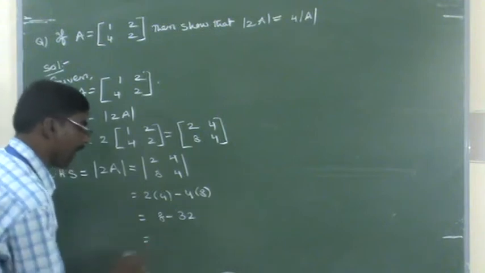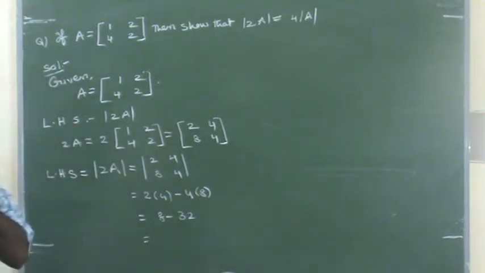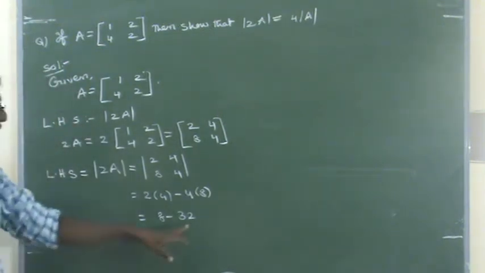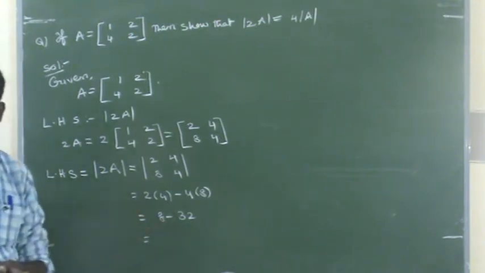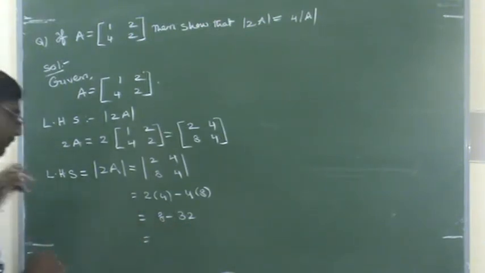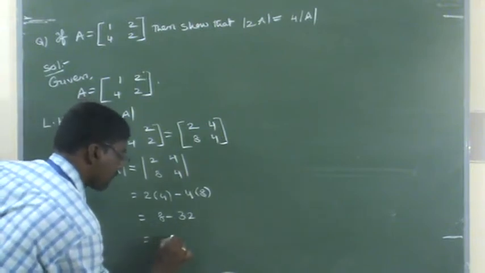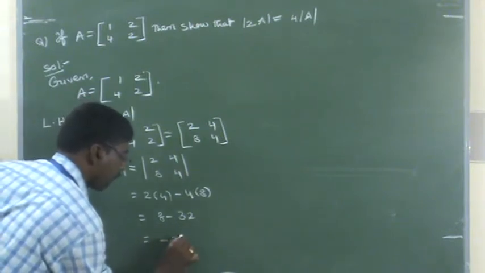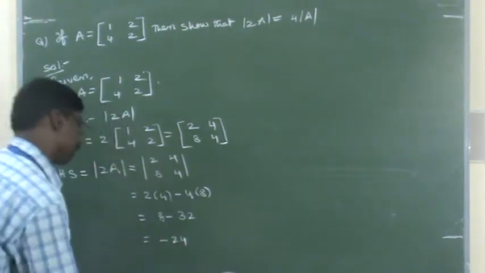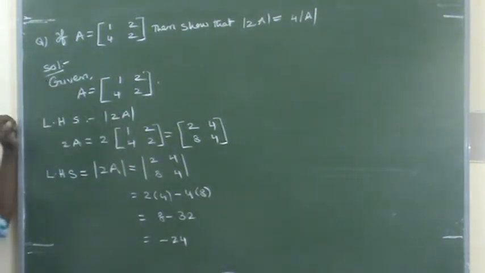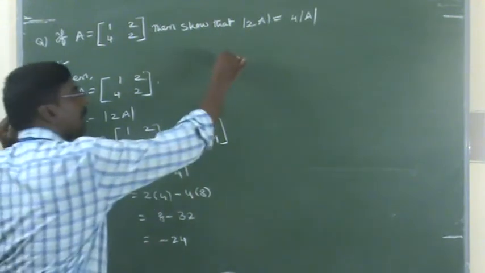We can simplify. From 32, we need to subtract 8. So what's the value we get? Minus 24. This is the value of LHS.